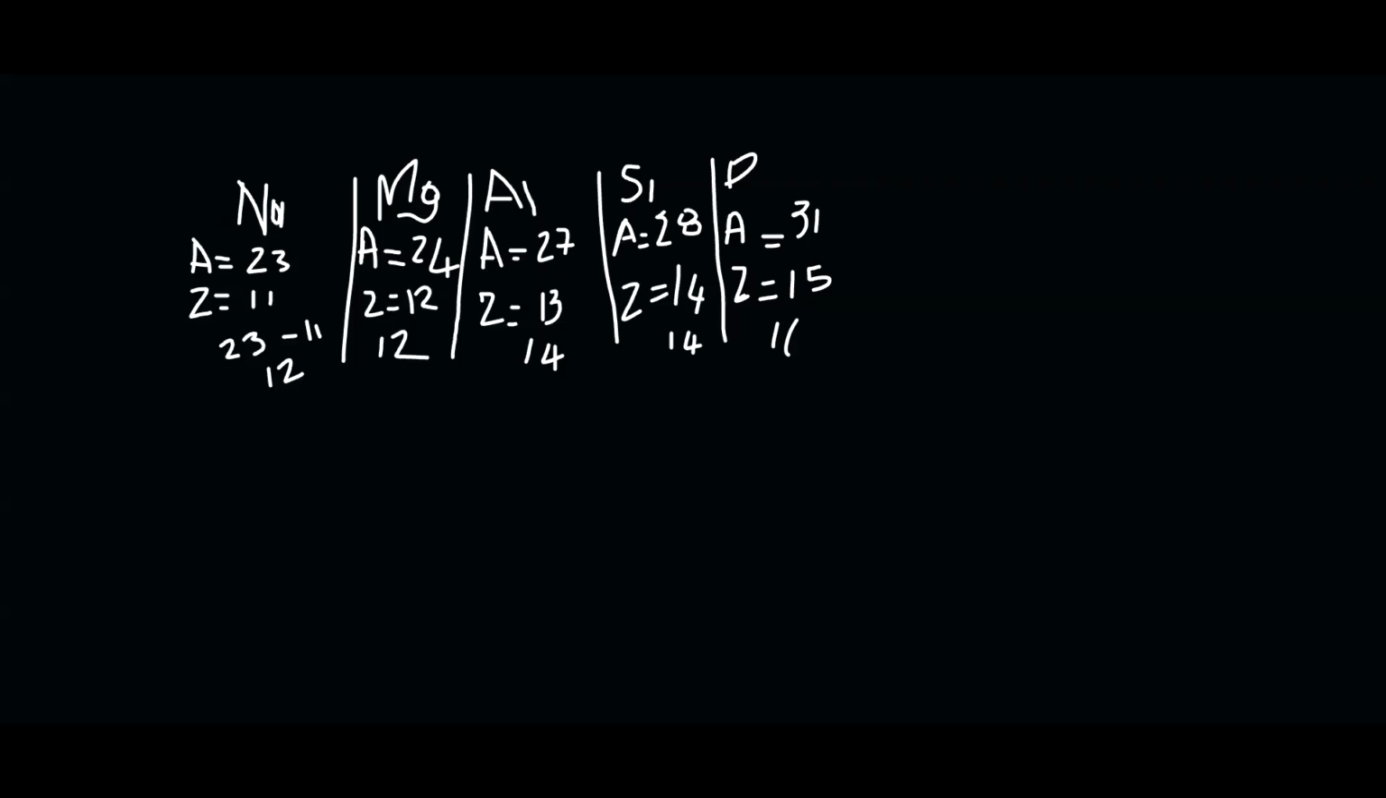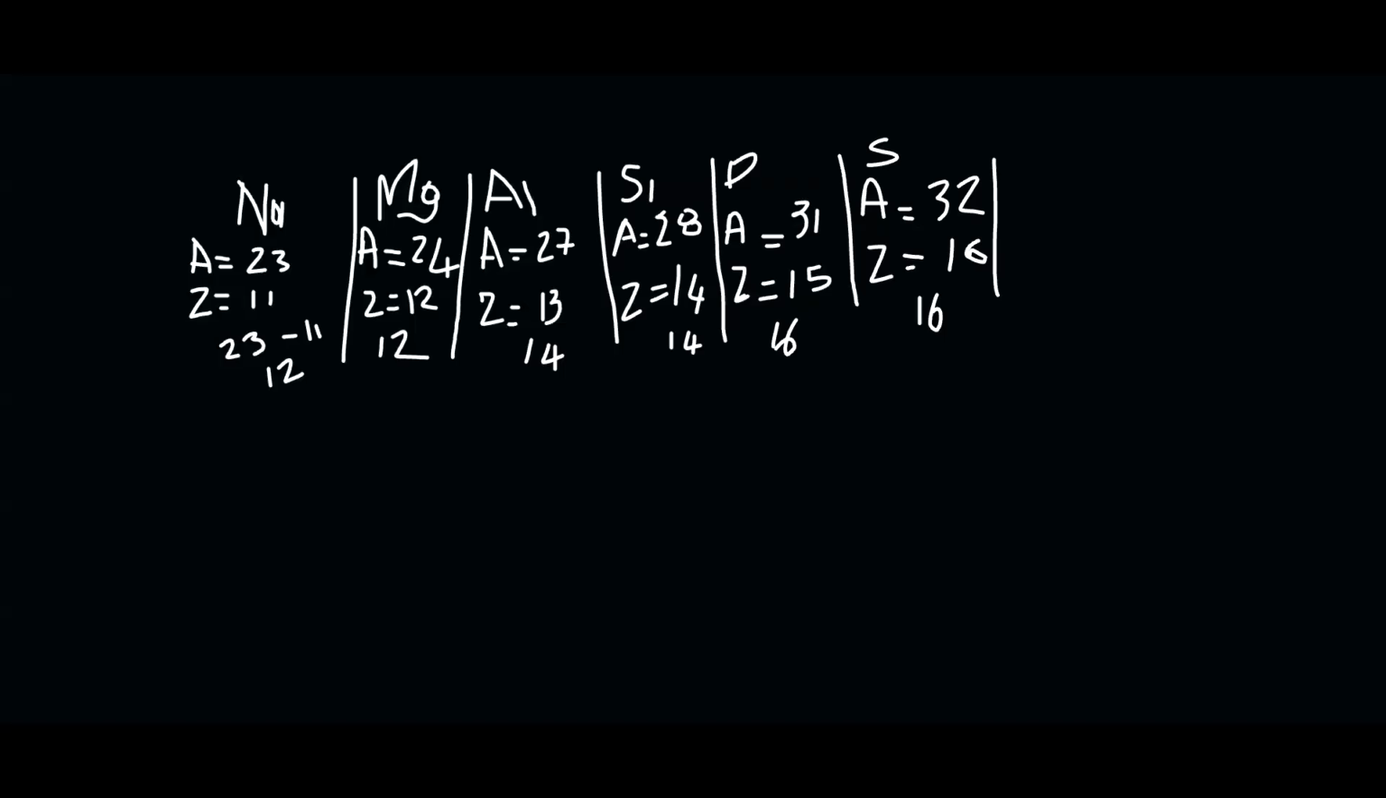All right, so moving on now to sulfur. A equals the mass number, 32. And then Z equals what now? 16, right? Yeah. So 32 minus 16 would give us 16. Good. And then the other one, 17, chlorine.